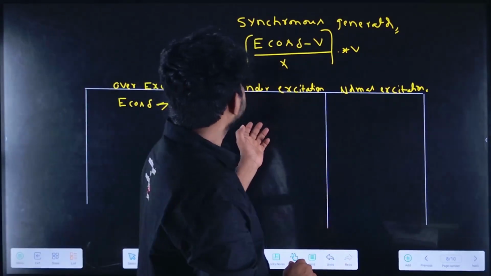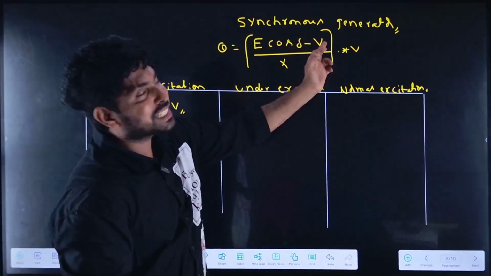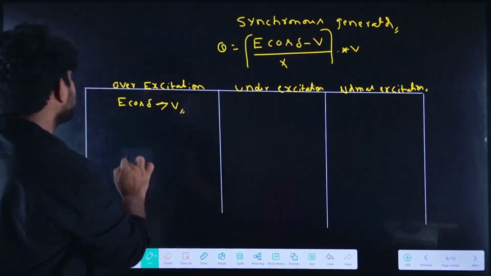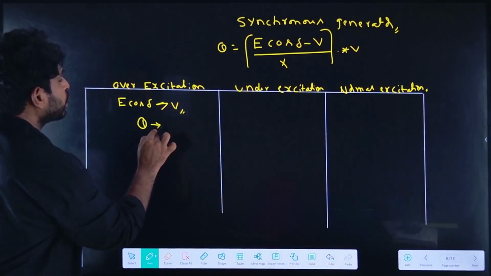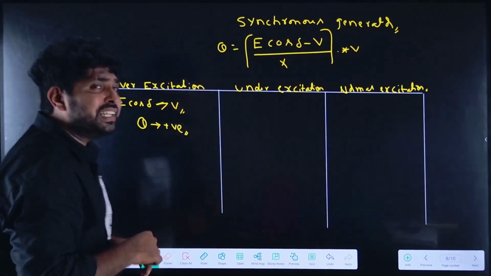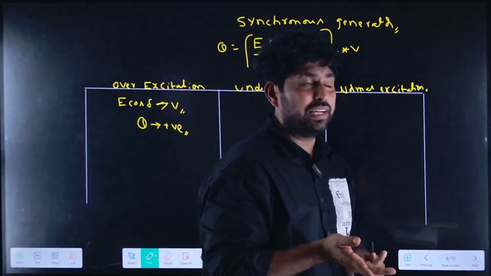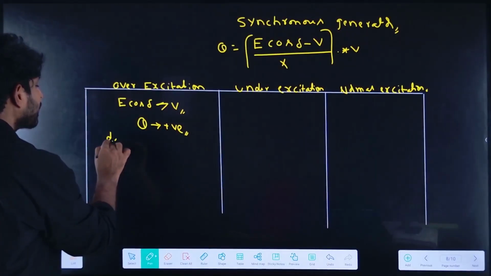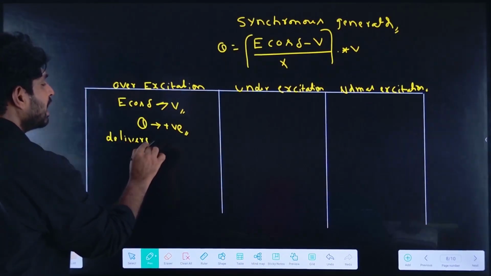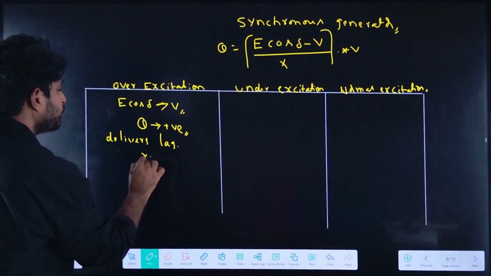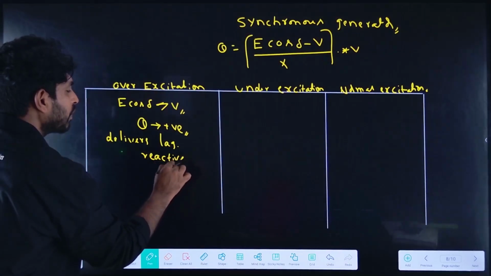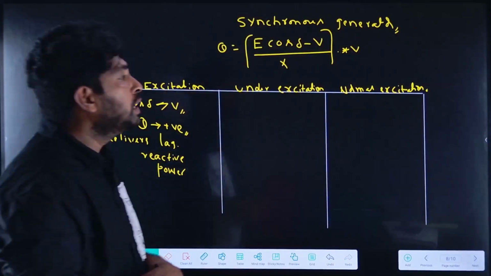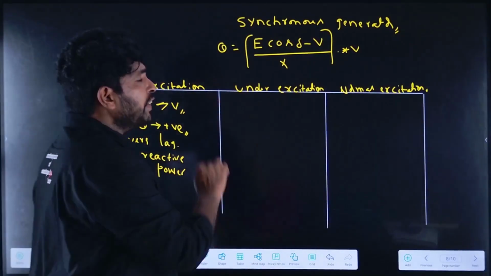So in this over excitation, when E cos delta is greater than V, this term becomes positive and the reactive power is positive. If the reactive power is positive, because it is a generator, it delivers lagging reactive power. Right?